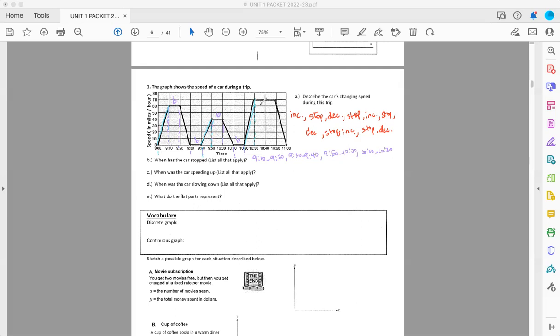So from 9 to 9:10, the graph is going up. From 9:40 to 9:50, the graph is also going up. And lastly, from 10:20 to 10:30, the graph is going up. And so this is the graph going up.